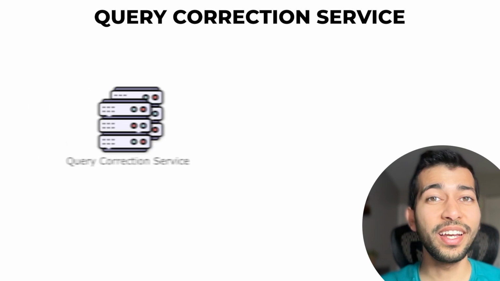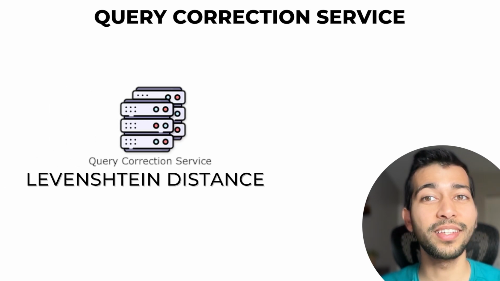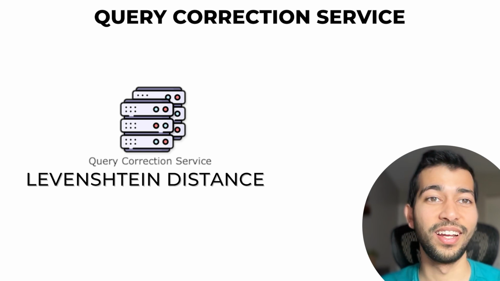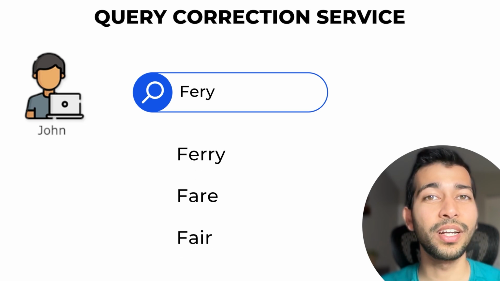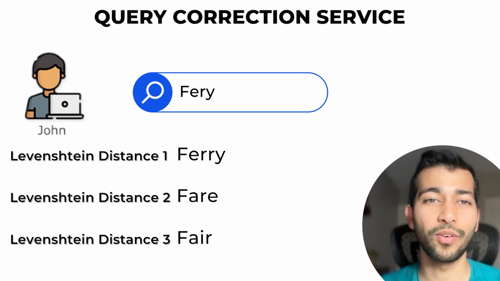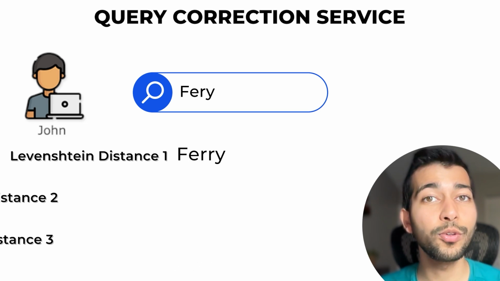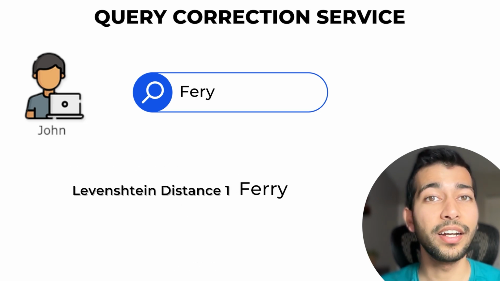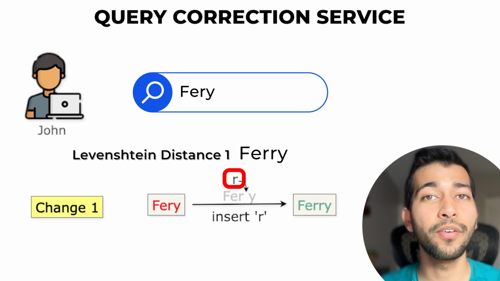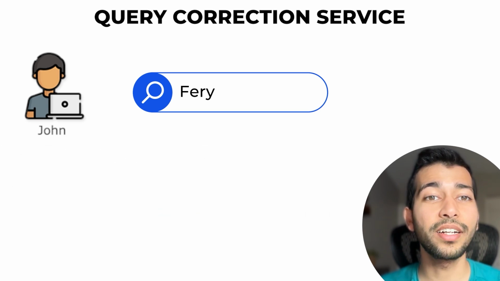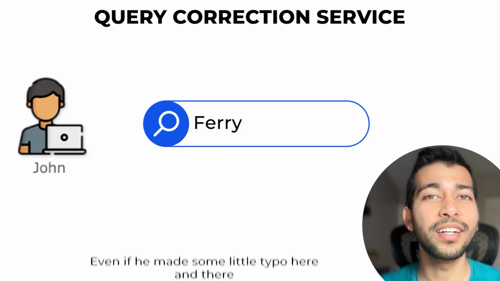Now, the query correction service that we have here uses this Levenshtein distance to find the best match for your typos. When John types FERY, it checks for possible words and calculates Levenshtein distance for each one of them. Then it picks a word with the minimum distance, which is usually the closest match. In John's case, it suggested FERRY because it was just one step away from FERY. With this, John gets the right results in the search even if he made some little typo here and there.